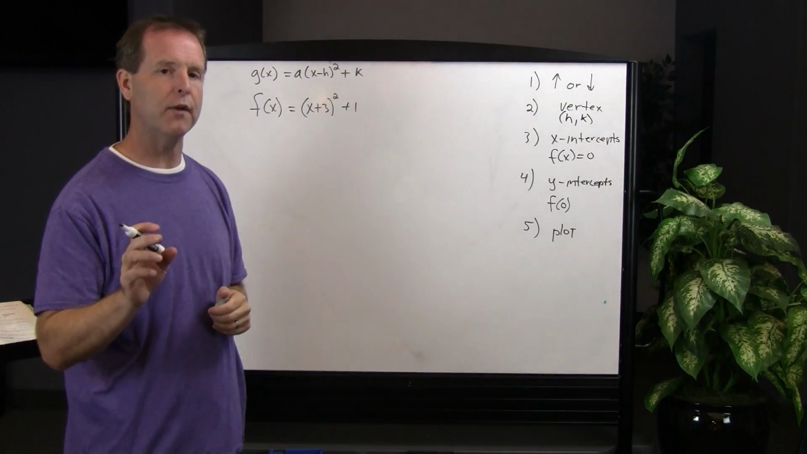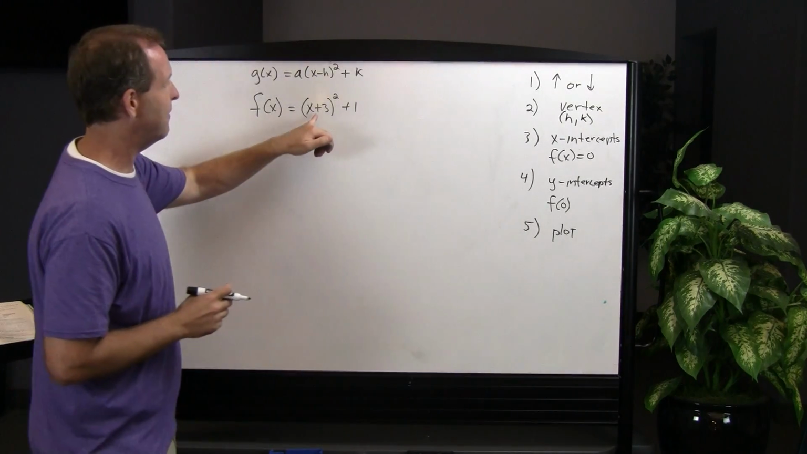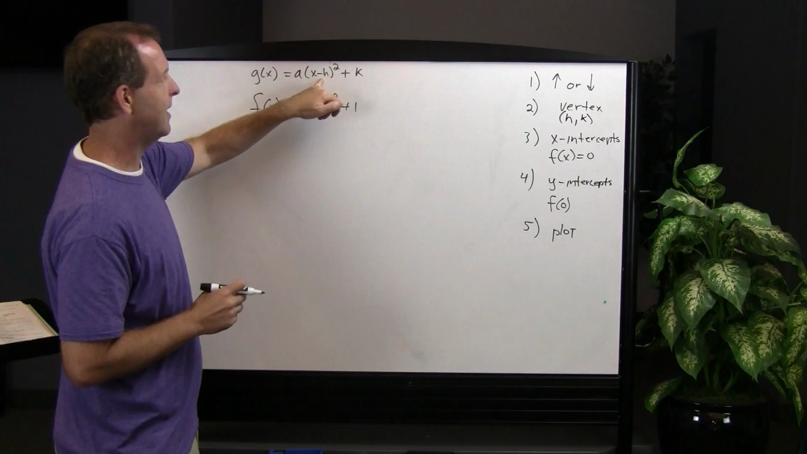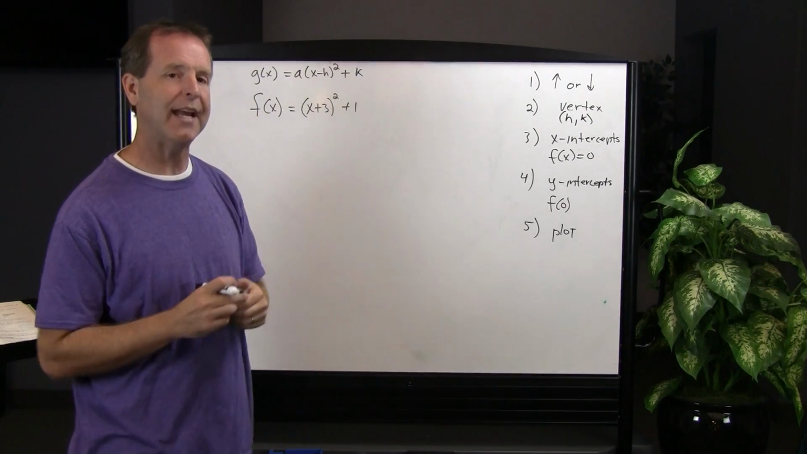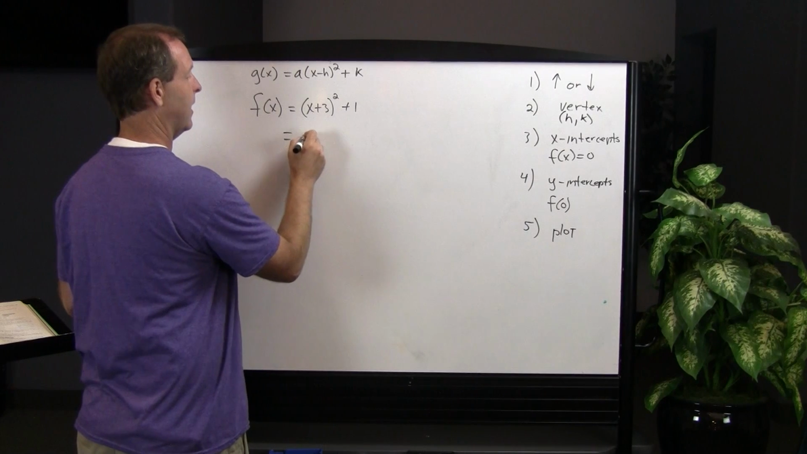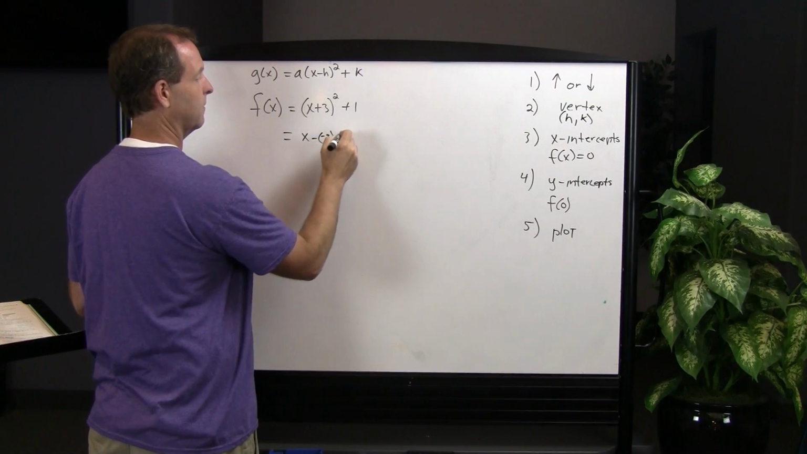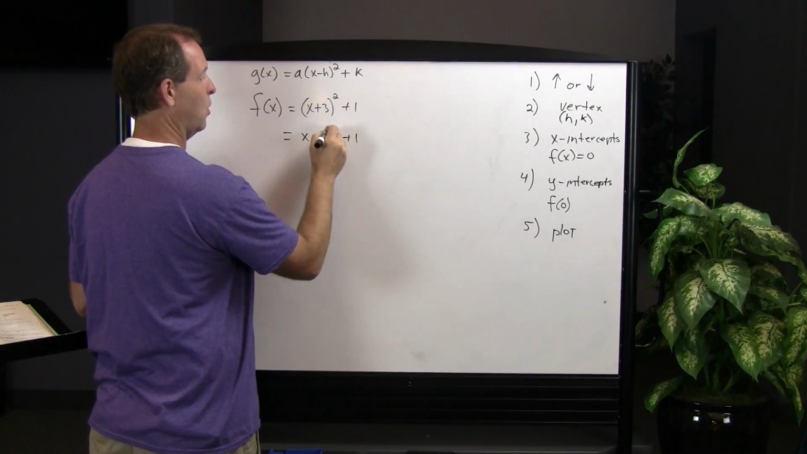But we need to be careful here, because our standard form of the equation doesn't have a positive h, it begins with a negative h. So I have to have it in that same form. So that would look like (x minus a minus 3) squared plus 1.